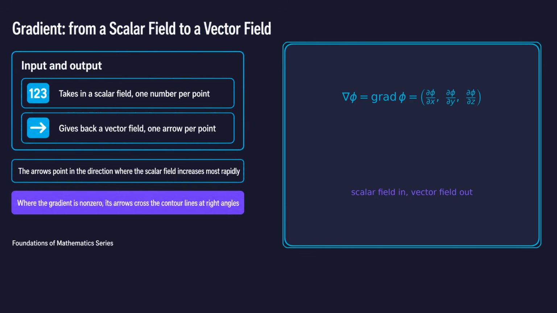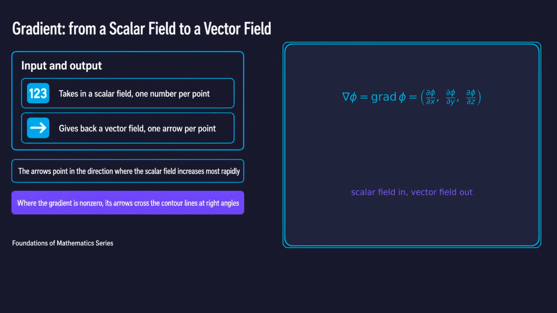The direction of that arrow is the direction in which phi increases most rapidly, and its length says how rapidly. There is a geometric consequence worth carrying. Because moving along a contour line leaves phi unchanged, the gradient has no component in that direction, so wherever the gradient is non-zero, it crosses the contour lines of the scalar field at right angles.